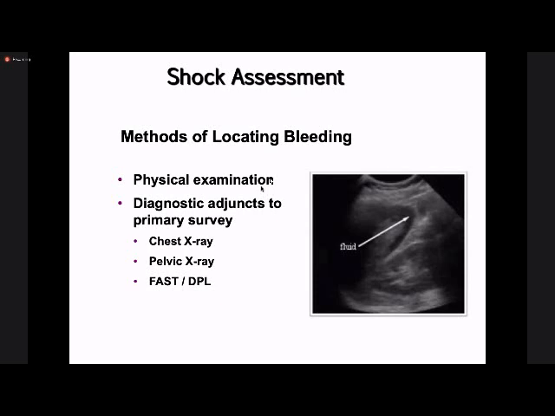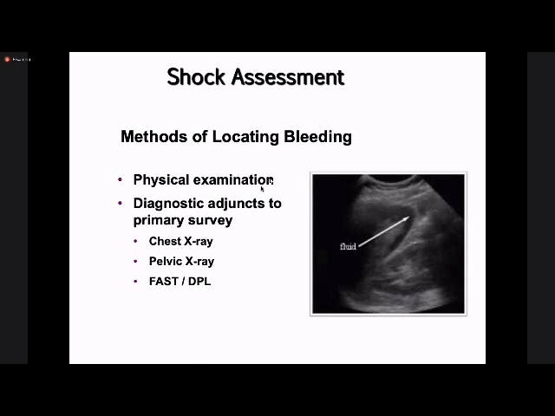So always remember the potential places are chest, abdomen, pelvis, and limbs, long bones, especially the thigh. Plus, there could be bleeding outside. So those are the 5 places we need to look for if the patient is hypotensive and you're suspecting hypovolemia. Chest X-ray will tell us whether there is bleeding inside the chest, that is hemothorax. Pelvic X-ray will tell us whether there's a pelvic fracture. Very rarely will somebody bleed into the pelvis without a pelvic fracture.